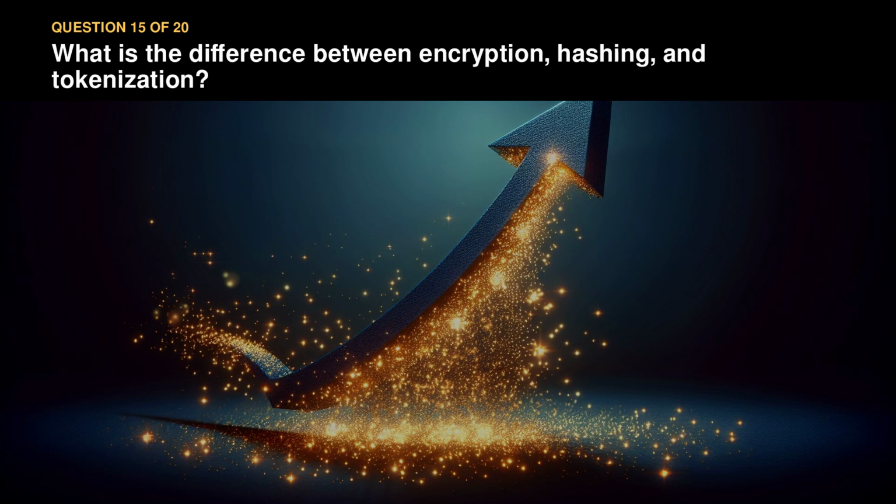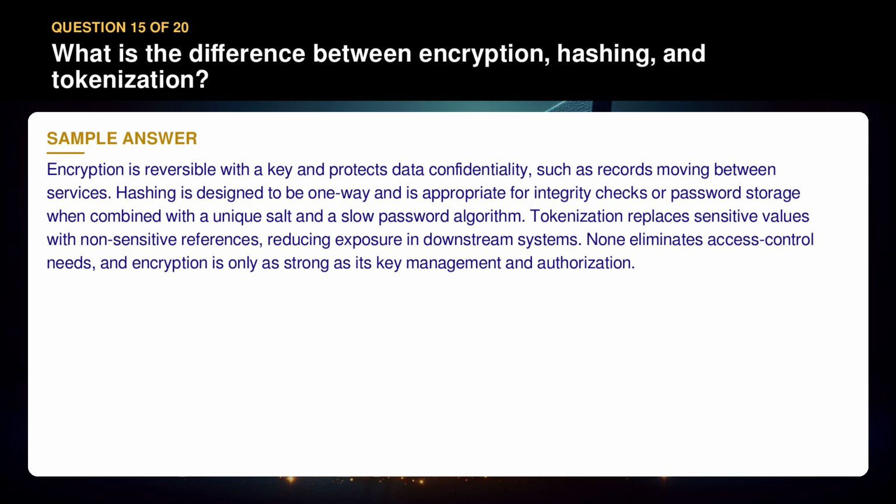Question 15. What is the difference between encryption, hashing, and tokenization? Encryption is reversible with a key and protects data confidentiality, such as records moving between services. Hashing is designed to be one-way and is appropriate for integrity checks or password storage when combined with a unique salt and a slow password algorithm. Tokenization replaces sensitive values with non-sensitive references, reducing exposure in downstream systems. None eliminates access control needs, and encryption is only as strong as its key management and authorization.